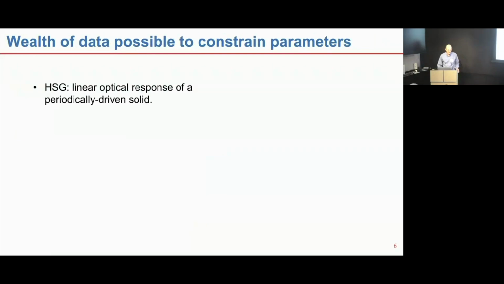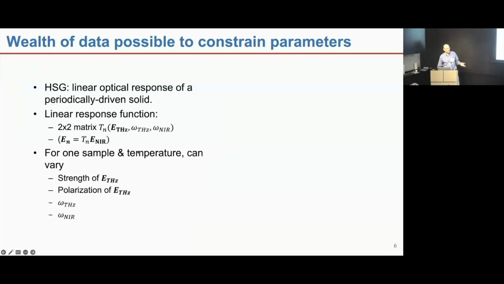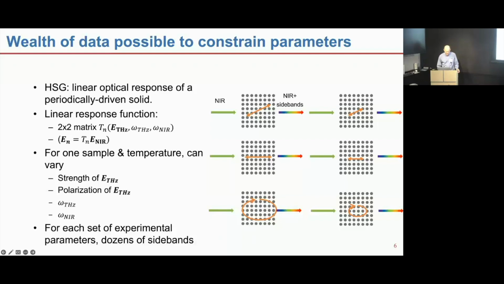So we have a wealth of data that we can generate to constrain parameters. Each of these matrices depends on the terahertz field frequency. For one sample, we can vary the strength of the terahertz, the polarization of the terahertz, the frequency of the terahertz, and of course the frequency of the near IR. So for a given sample, we have the near infrared and the sidebands, and here schematically we're varying the frequency, the strength of the terahertz, or the polarization as we go down.